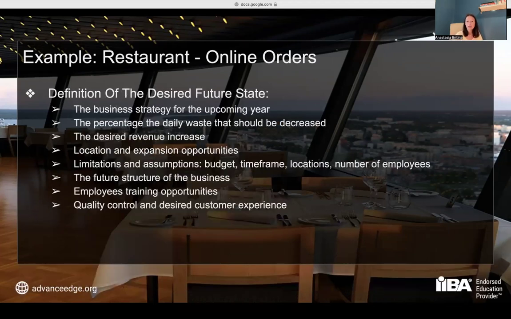Then we need to understand the desired future state. What is the business strategy for the upcoming year? Well, it appears that the business strategy is that this is a local, high quality restaurant. The food is expensive, but it is super good, and it is not part of the business strategy to open many locations and build a chain. They want to be very small and stay in just one location. This is part of their strategy and mission, and that is why they are not considering opening another restaurant.